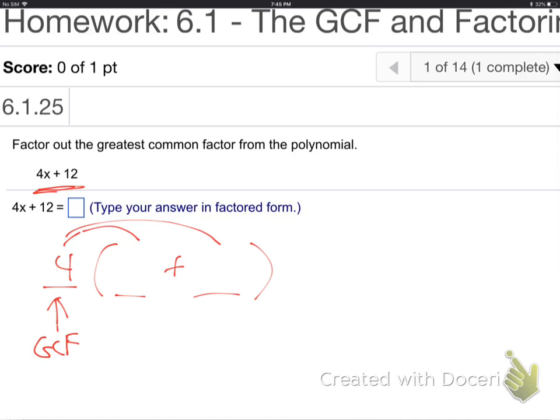And now, how do you figure out what goes on the inside? You're thinking multiply. So 4 times what would go back to 4x? Well, just x. And then we're just thinking about distribution. 4 times what would go back to 12? 3. And that's it. We're done. That's the answer. What did we do? We just unmultiplied it. That's what factoring is. Just find out what it was before it was multiplied.